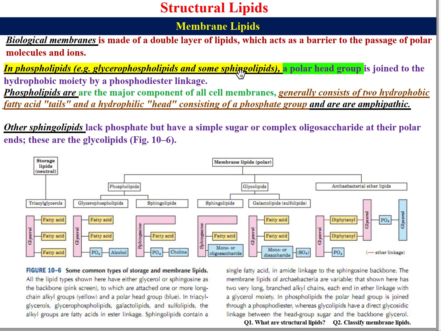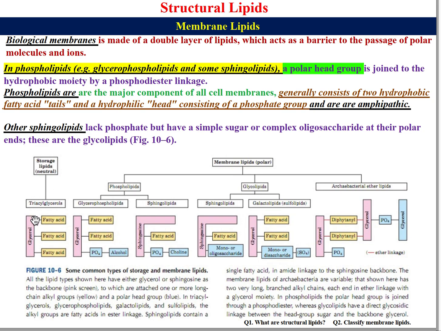Phospholipids are a major component of the cell membrane, and generally consist of two hydrophobic fatty acid tails and a hydrophilic head consisting of a phosphate group, and are amphipathic. So what is amphipathy? That means the compound contains both polar and nonpolar parts, and is called amphipathic. And other sphingolipids have a simple sugar or complex oligosaccharide at their polar ends; these are the glycolipids.